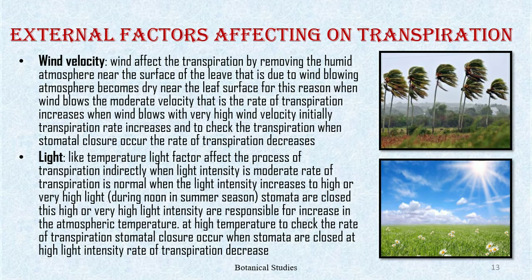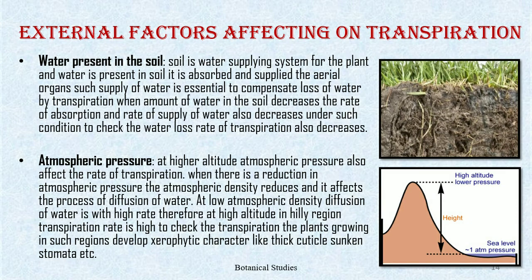Light. Like temperature, the light factor affects the process of transpiration indirectly. When light intensity is moderate, the rate of transpiration is normal. When the light intensity increases to high or very high light, that is during noon in summer season, stomata are closed. This high or very high light intensity is responsible for an increase in the atmospheric temperature. At high temperature, to check the rate of transpiration, stomatal closure occurs. When stomata are closed at high light intensity, the rate of transpiration decreases.